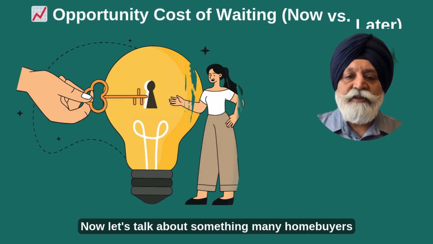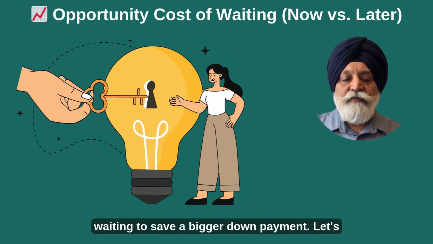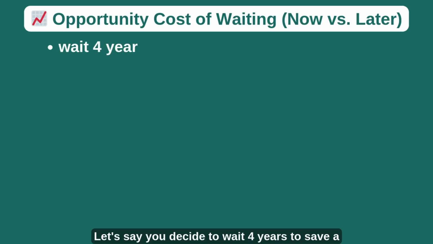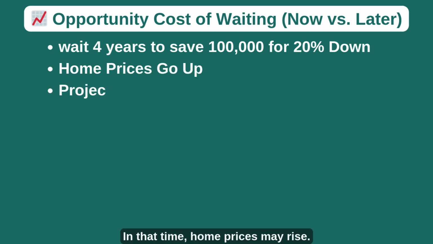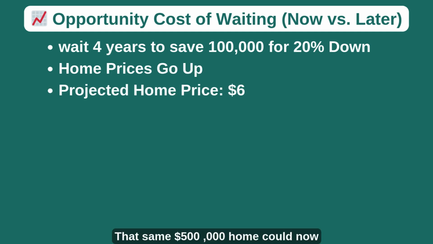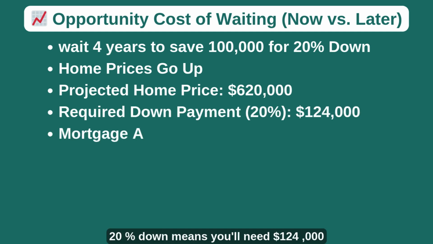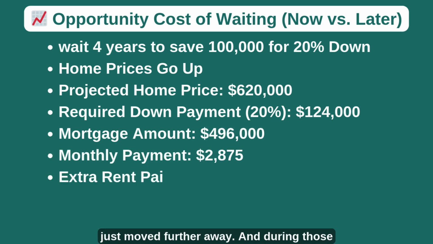Now let's talk about something many homebuyers overlook, the opportunity cost of waiting to save a bigger down payment. Let's say you decide to wait 4 years to save $100,000 for a 20% down payment. In that time, home prices may rise. That same $500,000 home could now cost $620,000. Now, 20% down means you'll need $124,000 instead of $100,000. That goal just moved further away.